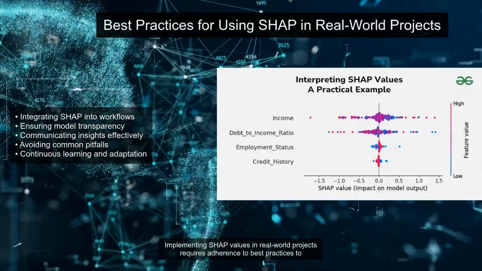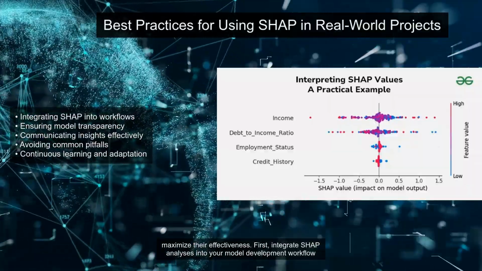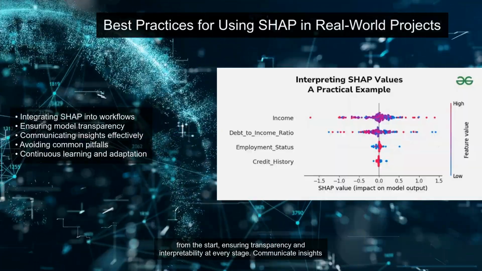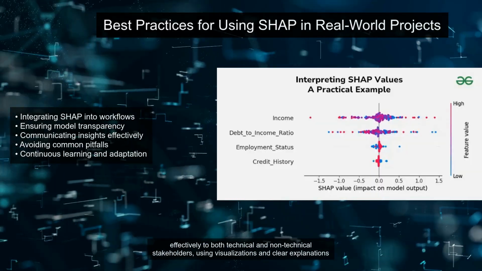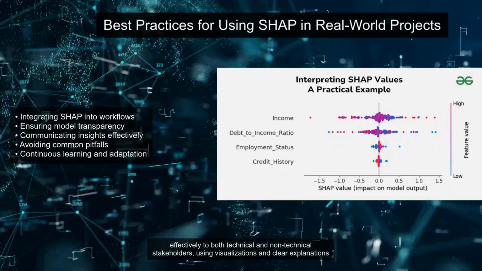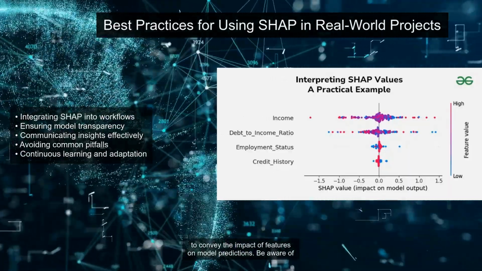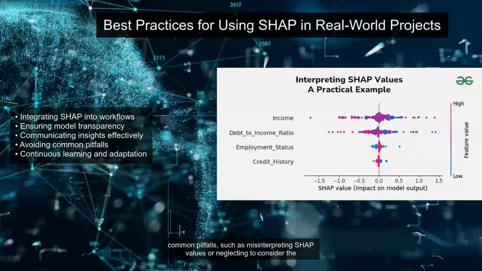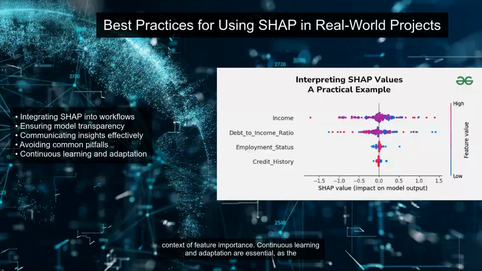Implementing SHAP values in real-world projects requires adherence to best practices to maximize their effectiveness. First, integrate SHAP analyses into your model development workflow from the start, ensuring transparency and interpretability at every stage. Communicate insights effectively to both technical and non-technical stakeholders, using visualizations and clear explanations to convey the impact of features on model predictions. Be aware of common pitfalls, such as misinterpreting SHAP values or neglecting to consider the context of feature importance.